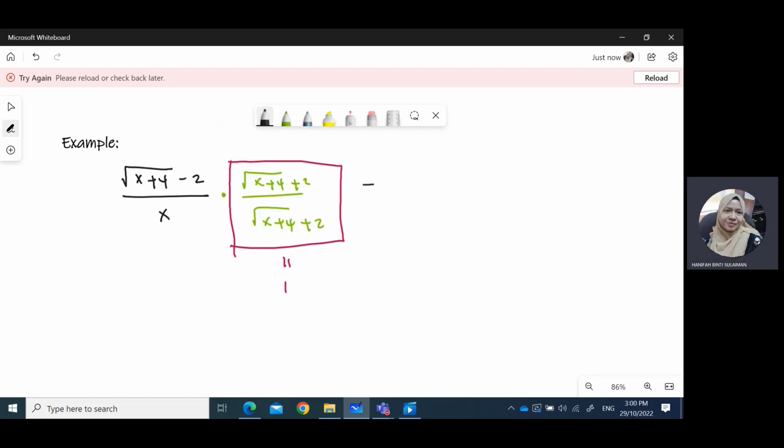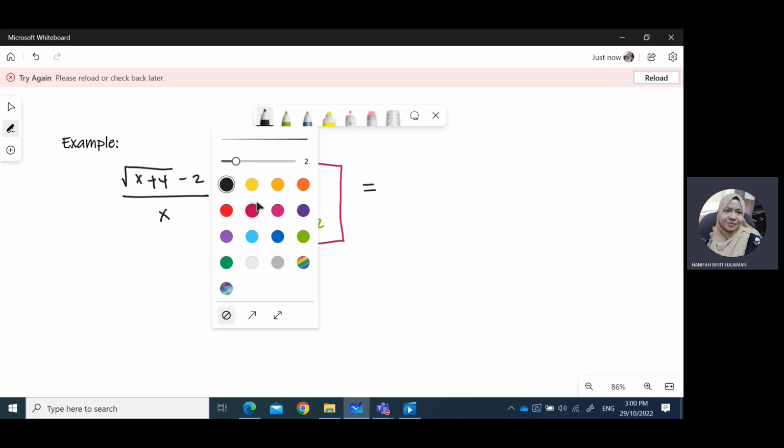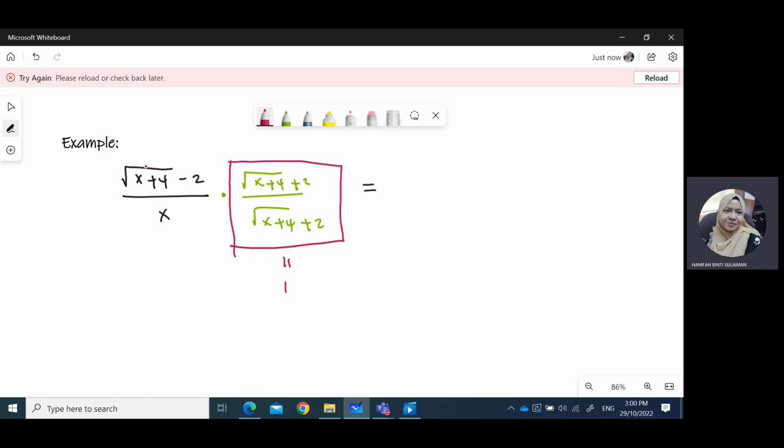So this one, as we have discussed about the multiplication between fraction. The process here is we need to multiply numerator with numerator. Kita multiply atas dengan atas, bawah dengan bawah. Which is denominator, we multiply with denominator also. Alright, so now we proceed.